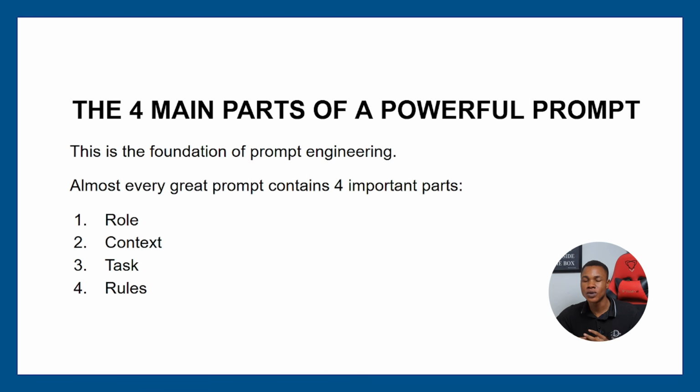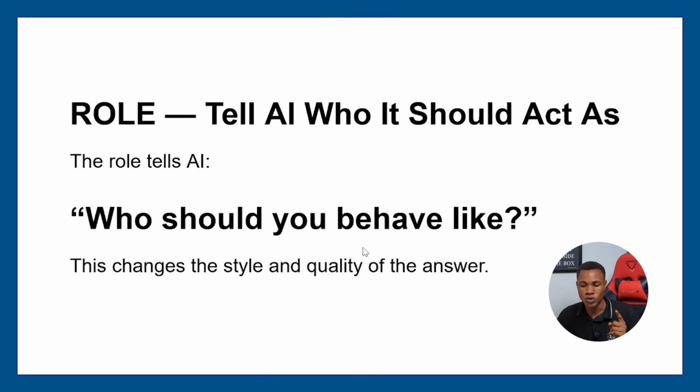Number 1, we have the role, we have the context, we have the task, we have the rules. Your prompt must have these 4 things. It is very important. Once your prompt has these 4 things, forget it, you are doing a good job. Is that okay? From here you can learn others, but once your prompt has these 4 things, now let's explain it. Now, number 1, role.